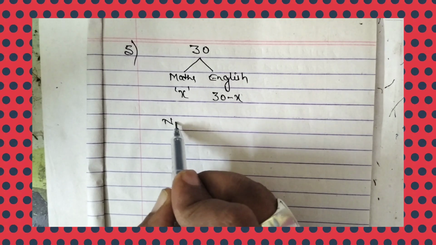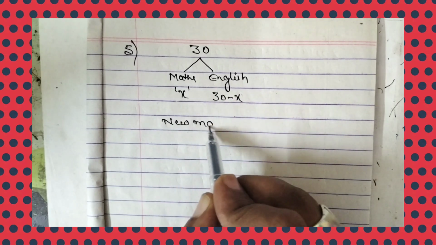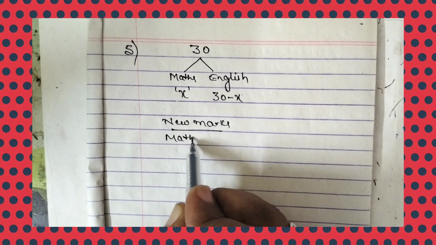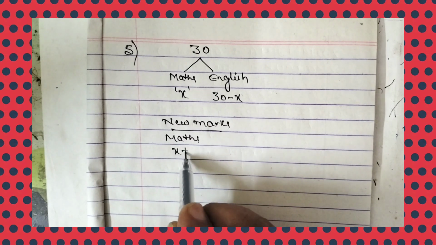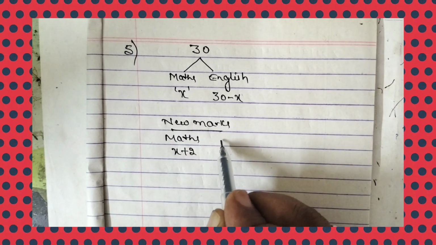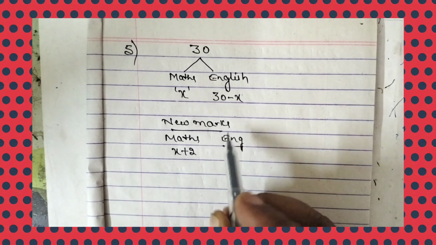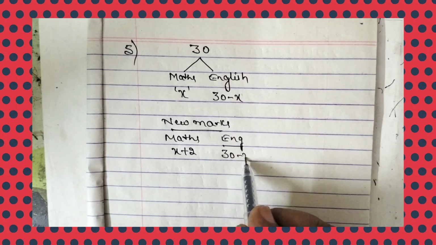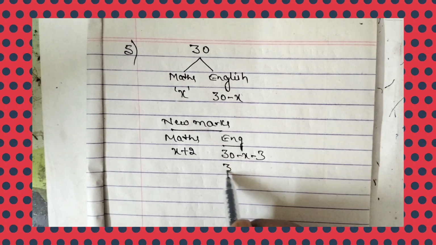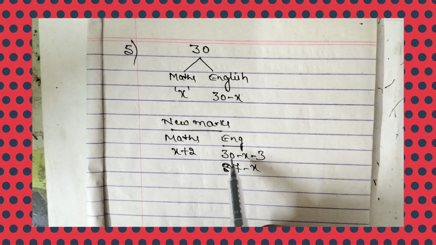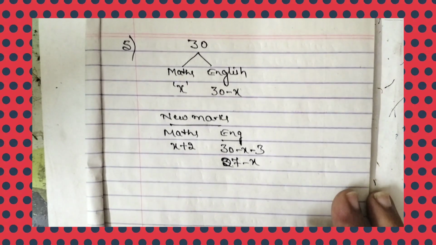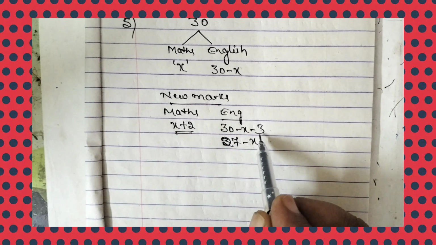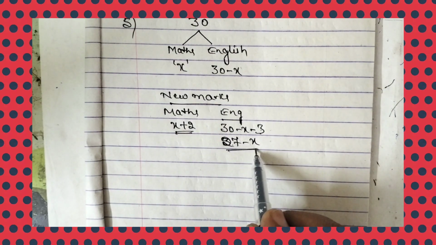These are the original marks, so now let us take the new marks. Suppose in maths, instead of x, she scores x plus 2, that is, 2 marks more. Then in English, instead of 30 minus x, if she scored 3 marks less, that is 30 minus x minus 3, that will become 27 minus x. 30 minus 3 is 27, minus x. So with 2 extra marks in maths, it is x plus 2, and with 3 marks less in English, it is 27 minus x.